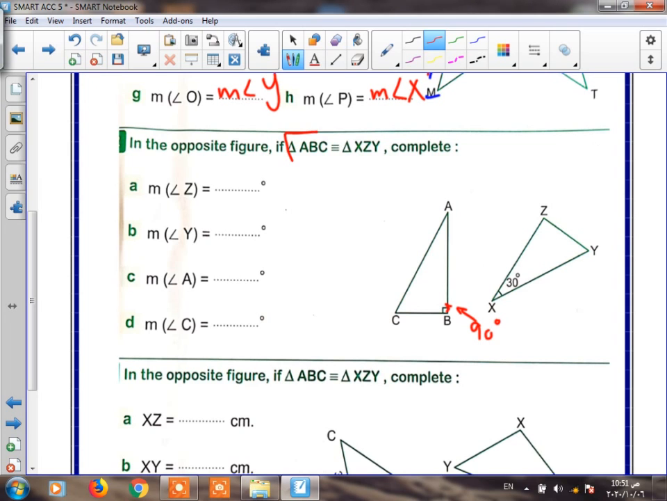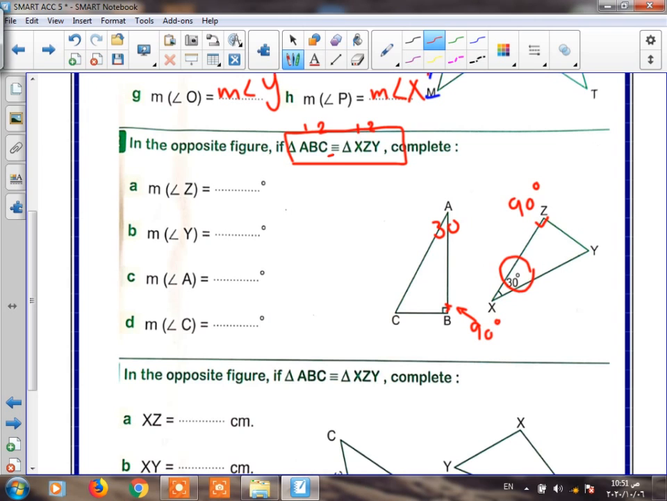I have the key. Triangle ABC congruent to triangle XYZ. That means what? That means measure of angle A equal to measure of angle X. X here is 30. So here measure of angle A will also be 30. Measure of angle B, number 2, equal to measure of angle Z, number 2 is the other one. Measure of angle B is 90. Also measure of angle Z will be 90.